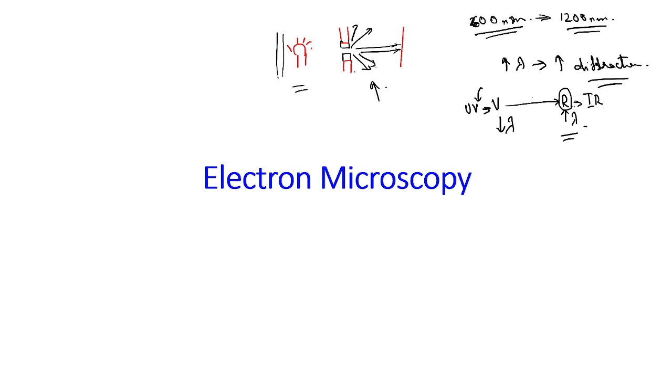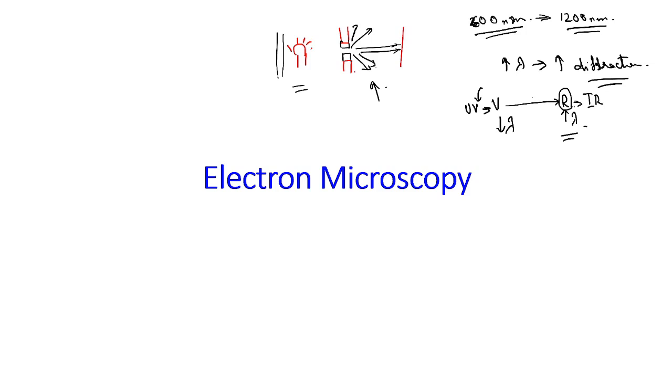So the analysis of any particular object depends on the nature of the interaction of that electromagnetic radiation with the object. Hence, in the case of optical microscopy, we do not use optical microscopy to analyze submicron particles.